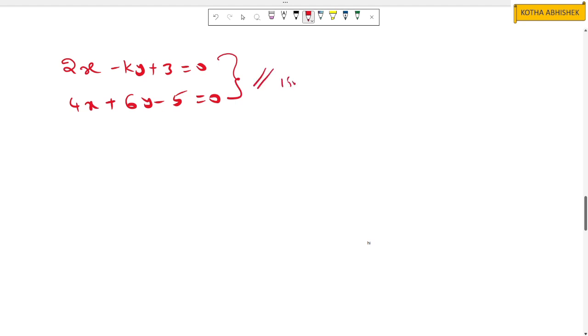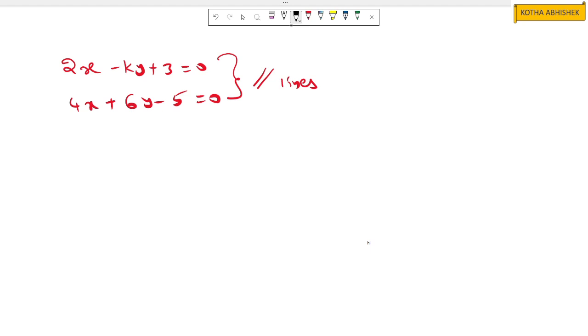Okay, the next question, this time is from pair of linear equations in two variables. Two equations are given, 2x minus ky plus 3 equals 0, and one more equation 4x plus 6y minus 5 equals 0. He is saying that these two equations are parallel lines. Then find the k value. One compulsory question will come on this also. Maybe they will say those two are parallel lines, intersecting lines or coincident lines, and they will ask you to find the missing variable.